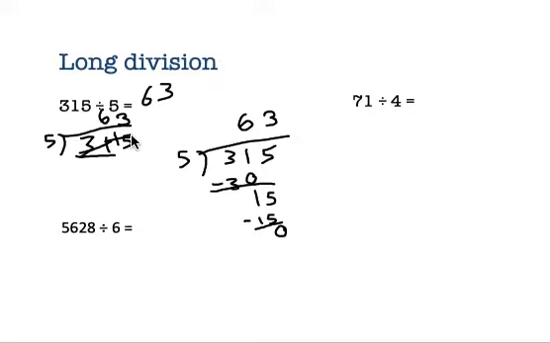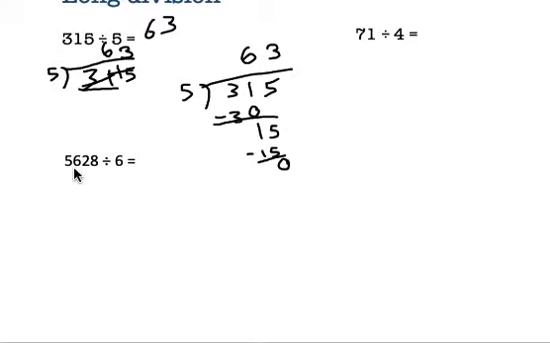Alright, let's do another example. Let's do this one down here. 5,628 divided by 6. Once again, we're writing it in this format, and I'm going to use this working to do this one. So I'm going to do 6 outside, and then my 5,628 on the inside. Right, I can't have any 6s in 5, so I'll treat it as 56. I've got 9 6s in 56. 9 times 6 is 54.